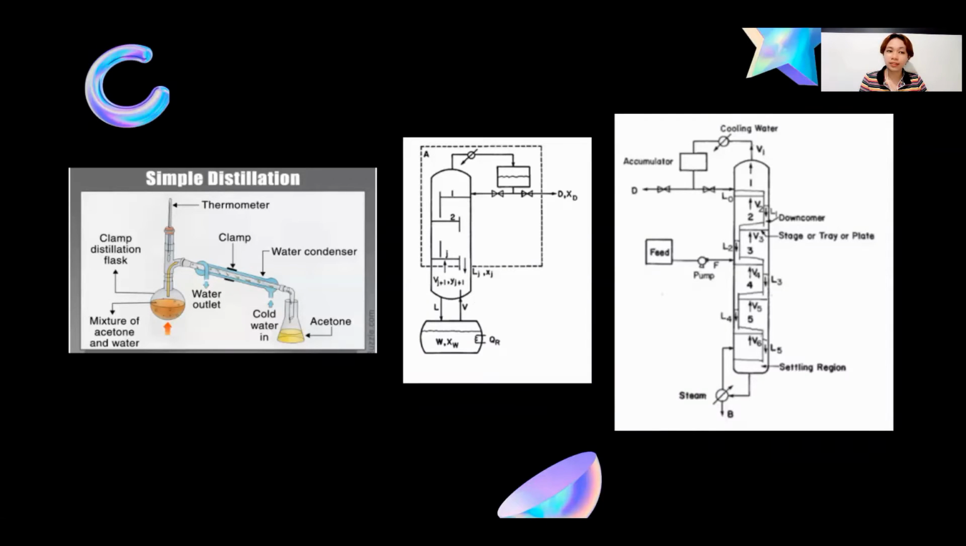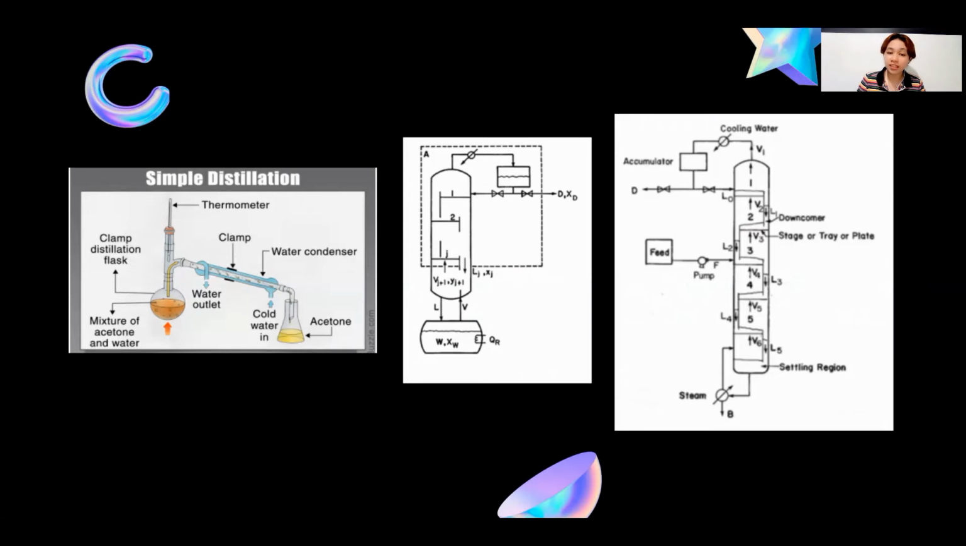Shown on your screen are examples of the distillation process. The first photo is an example of simple distillation. The second one is batch distillation. The third one is a design of a column distillation.